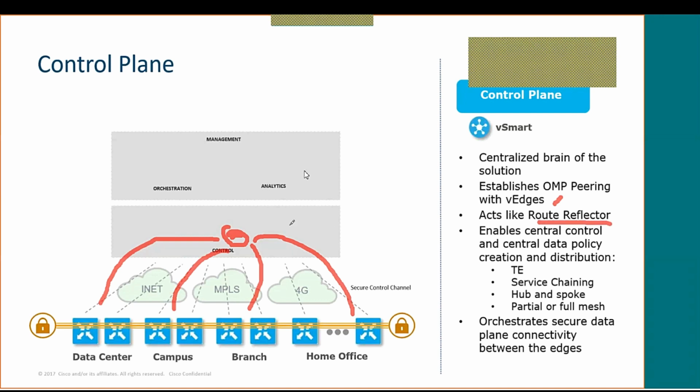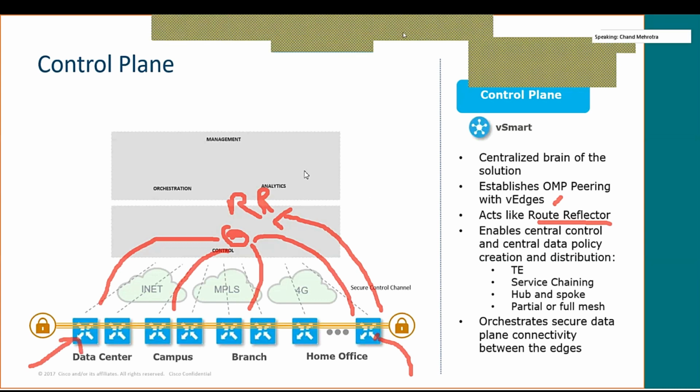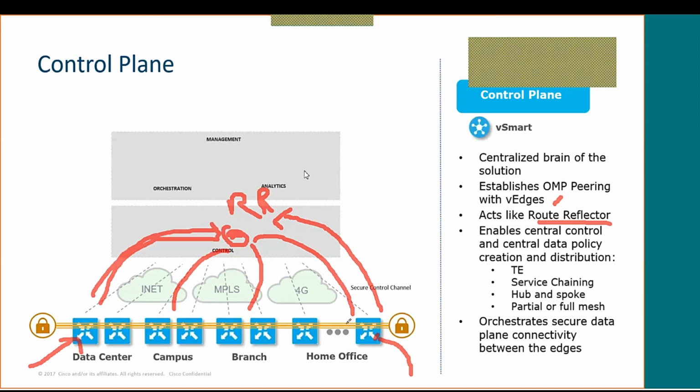vSmarts never sit in the data plane path. It's only for the control plane. So they are going to act as equivalent to BGP route reflectors, in the sense that routes generated by home office devices will be received, and these routes will be distributed to other vEdges. Routes generated from the data center will be received by the route reflector, and from there they will be distributed to other devices. So they have the route reflector role, and by establishing sessions with other vEdge devices, routes will be propagated to each other.